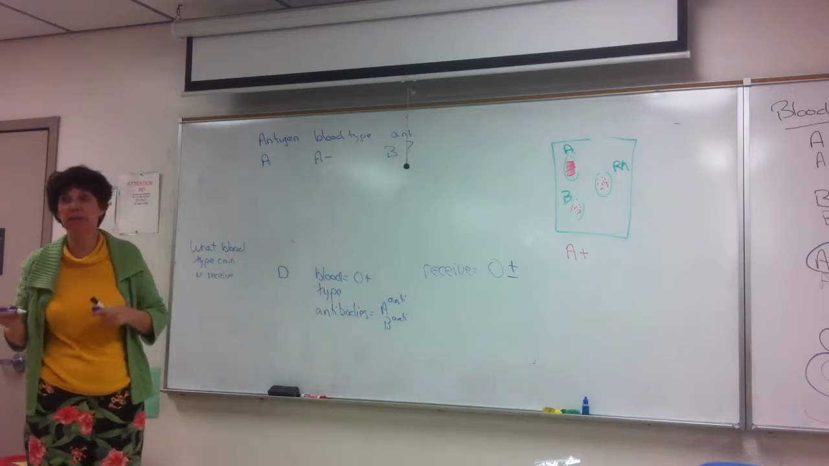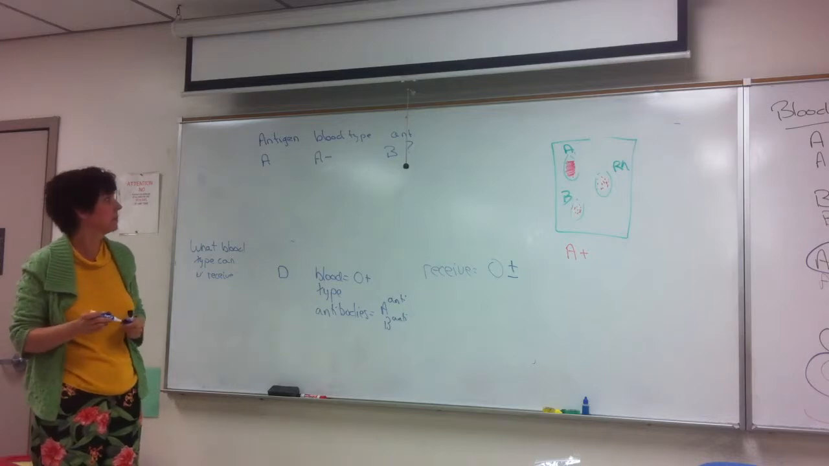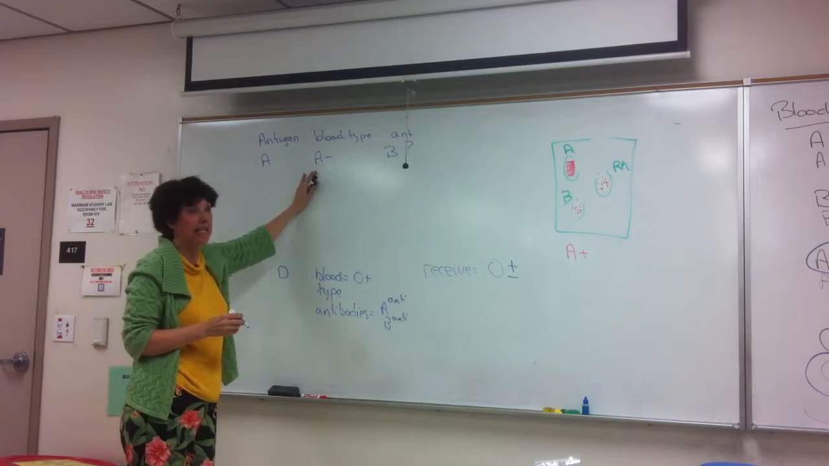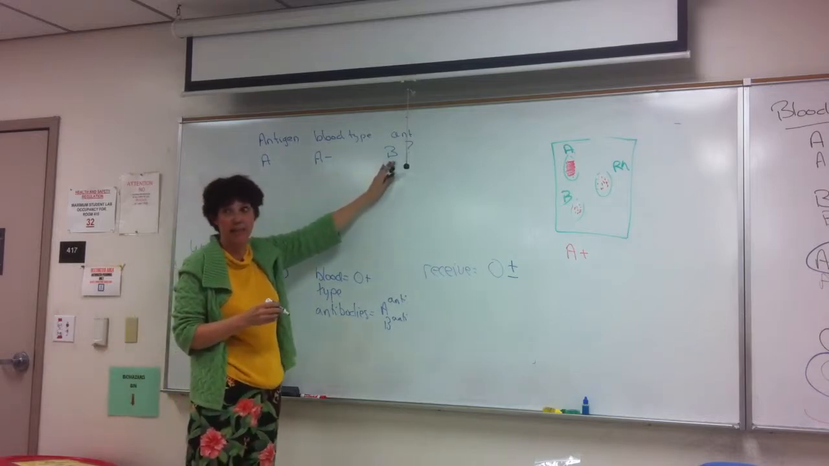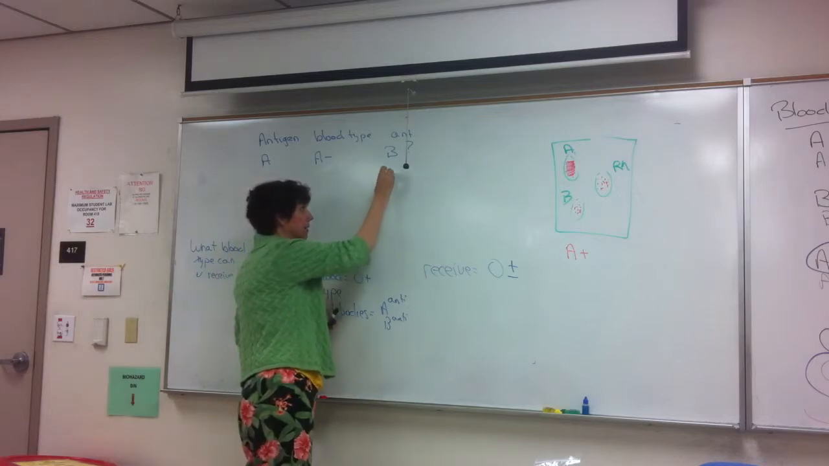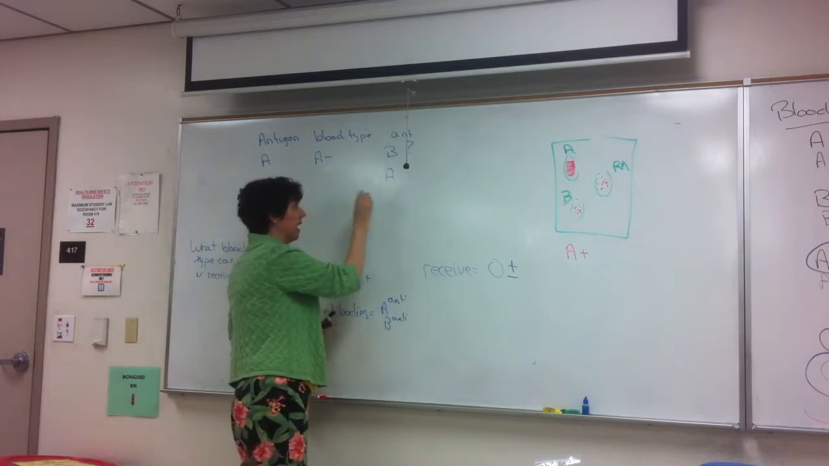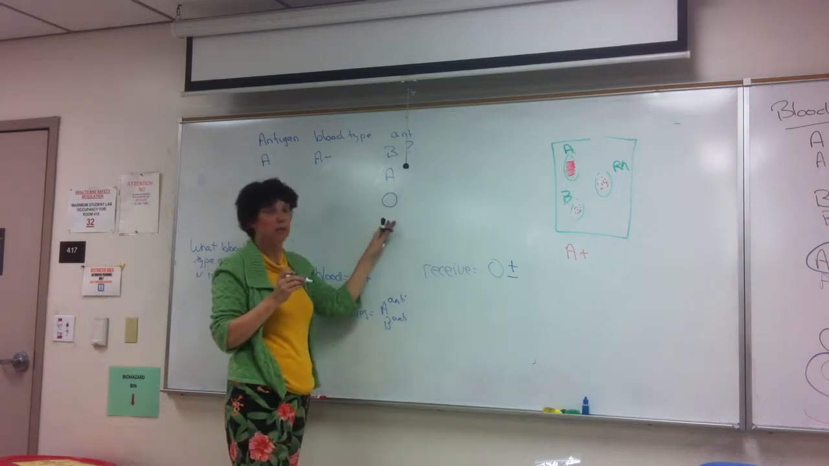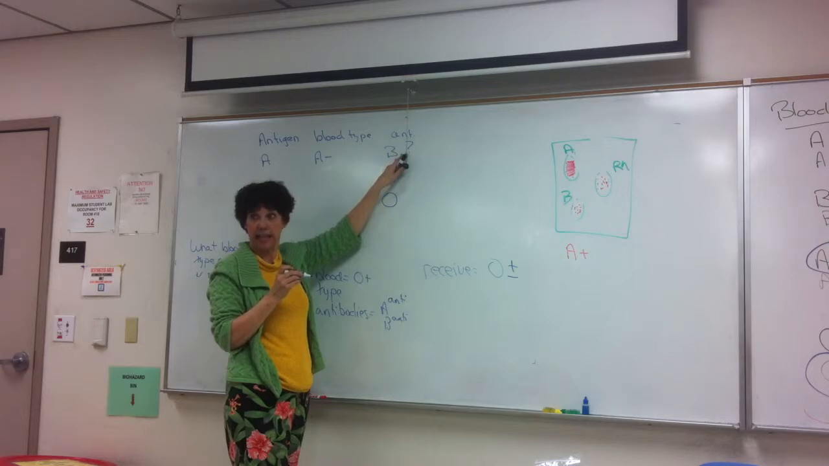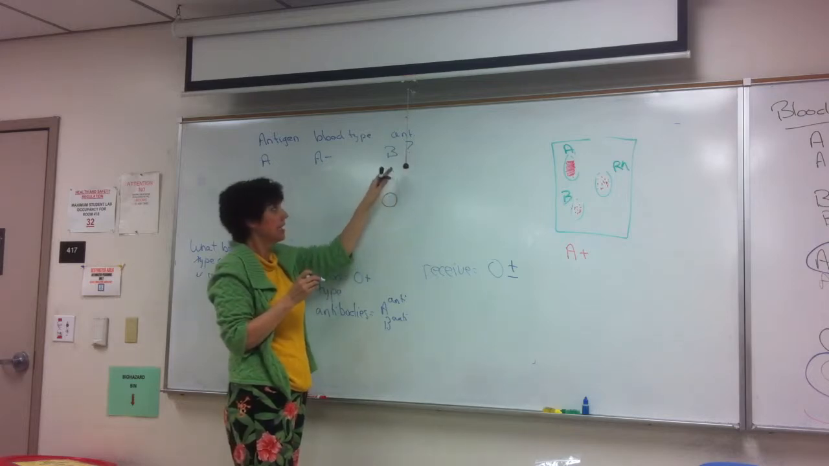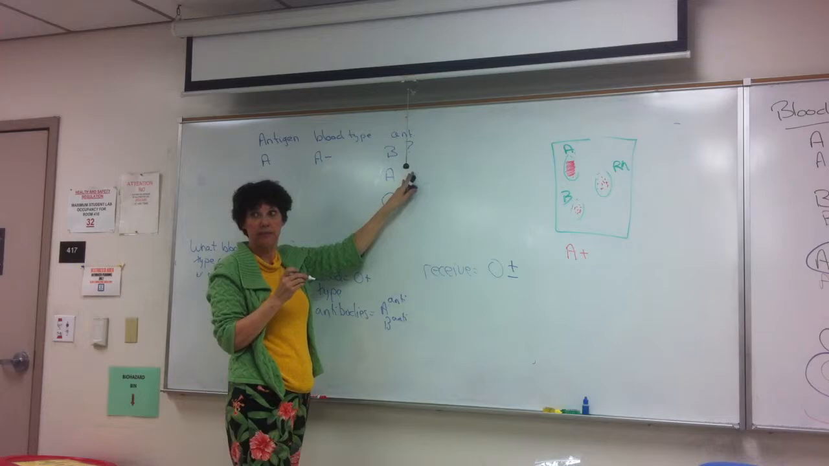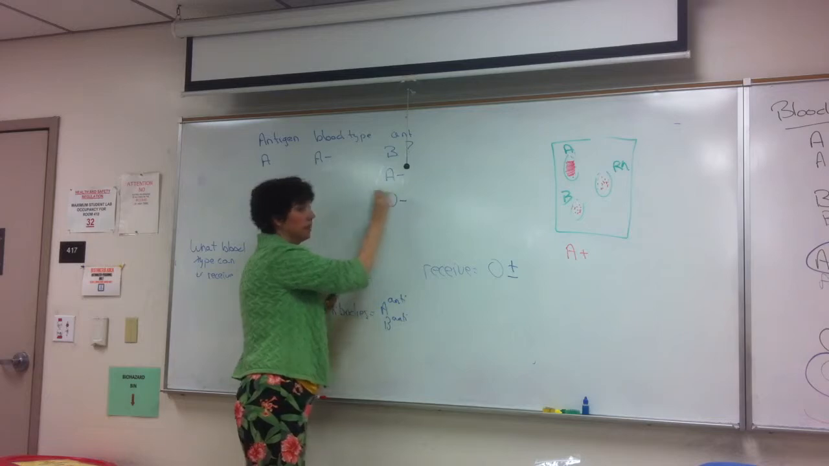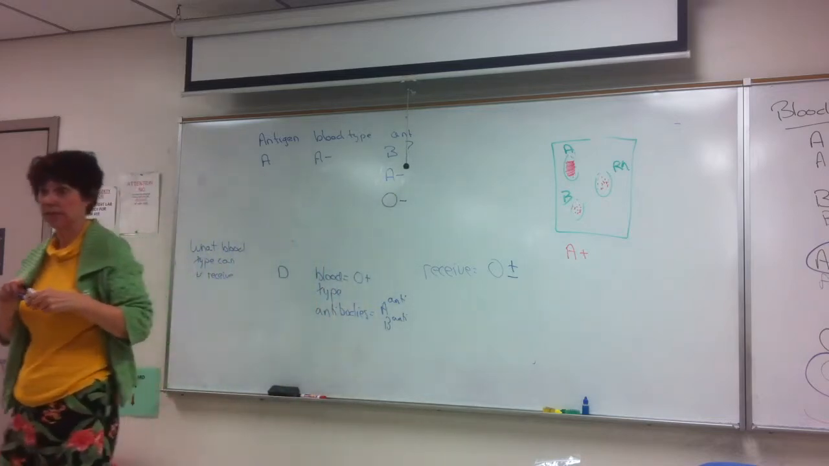So what kind of blood transfusion can I get? O. Okay, so what antibodies are present? I can't get anything that has B. So I can get A. I can get O. Can I get AB? No. Nope, because I have antibodies against B. All right? Can I get A positive? No, because I might have antibodies against it. So I can get A negative and O negative. Okay?